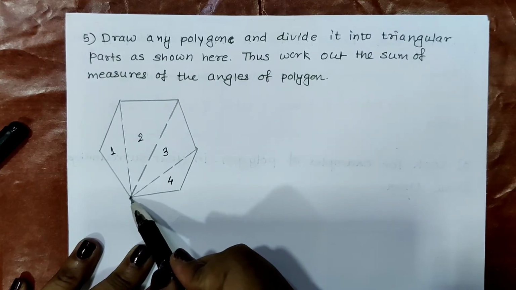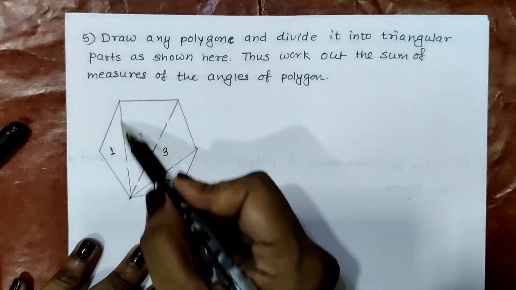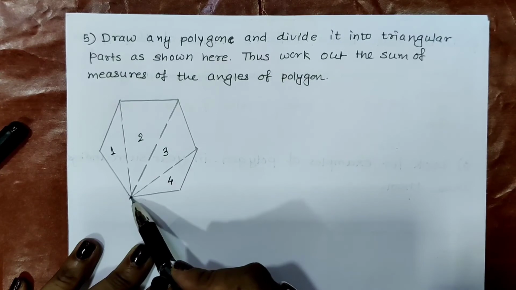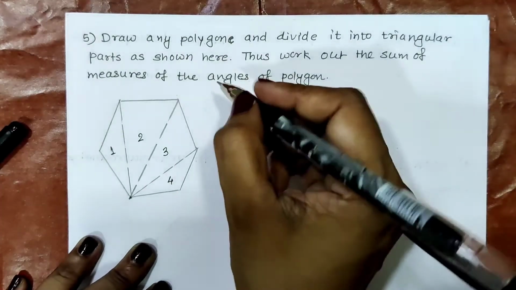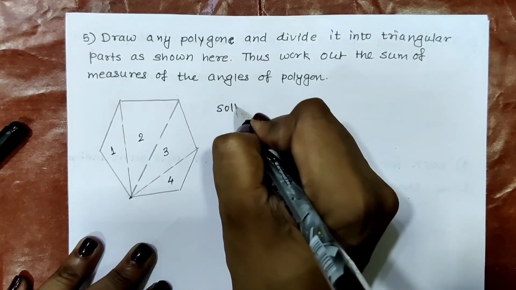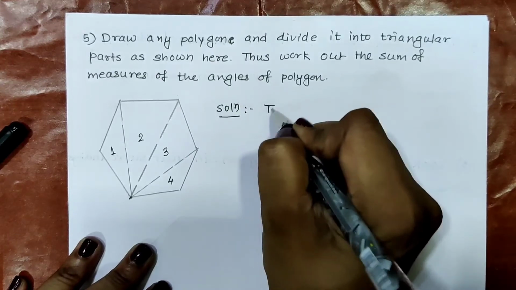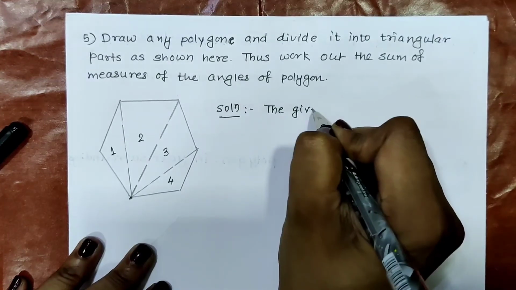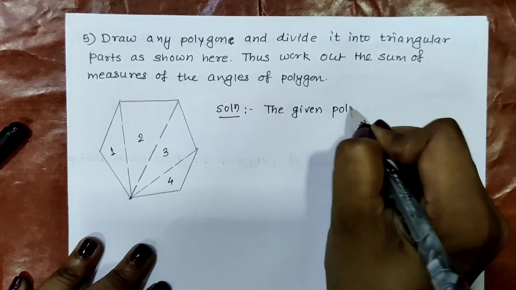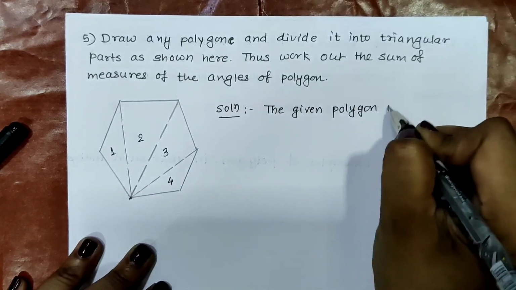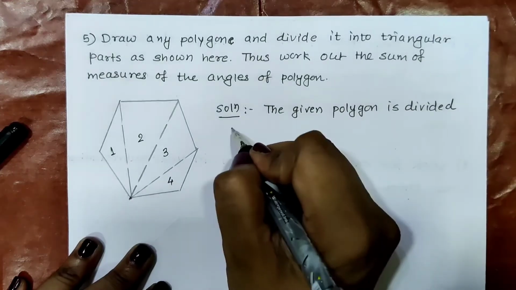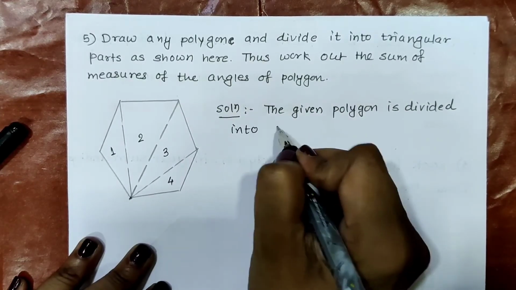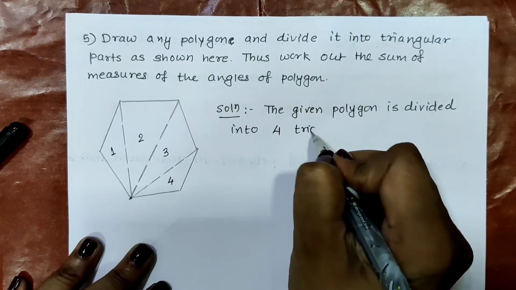Take any vertex, any one vertex, and join all the vertices with that one vertex only. Only one vertex you have to consider and join all the vertices with that vertex. So let us write the solution. The given polygon is divided in how many triangles? Is divided into 4 triangles.